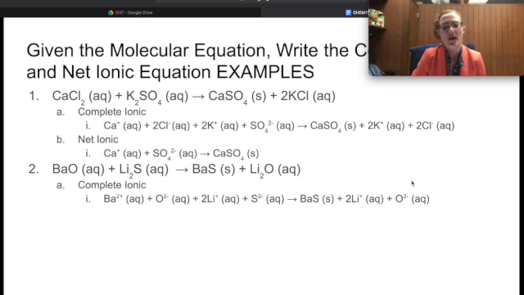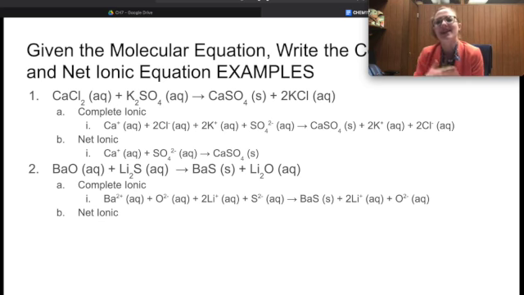Now I break apart anything in my products that is not a solid, that is aqueous. So barium sulfide, a solid, it stays. Lithium oxide, that's aqueous, it gets broken apart. So I have 2 Li plus aqueous plus O2 minus aqueous. Remember, we've got to make sure we're using the coefficients to show the total number of copies of that ion on that side of the equation. So this is going to be our total complete ionic equation.